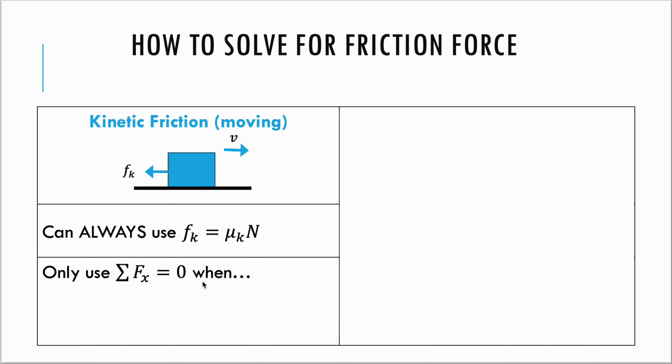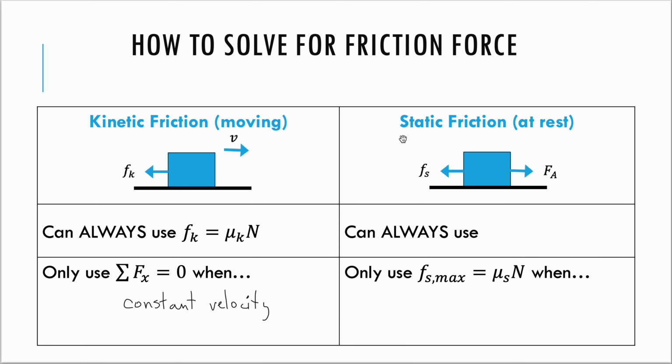We can only use the equilibrium condition, the sum of Fx equals 0, when there's an indication, as we said earlier, that you are moving at a constant velocity. So we have these two different equations that we can use to solve for kinetic friction force. If we're not moving, we're at rest, we have static friction in the problem.